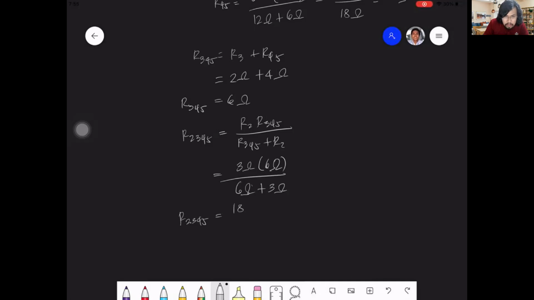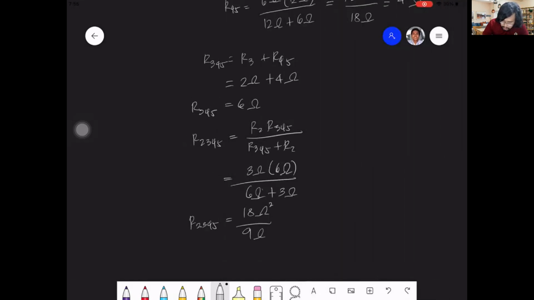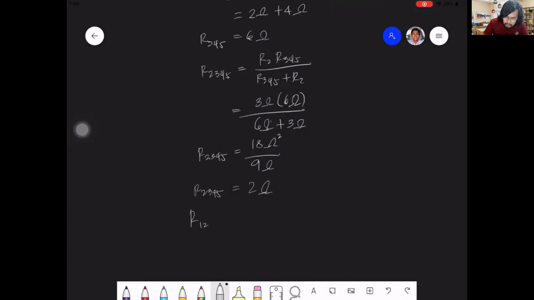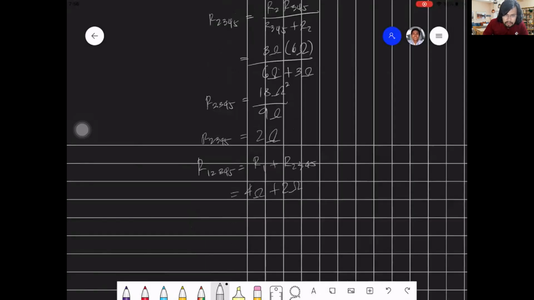R2345 equals 18 ohms over 9 ohms, and we get R2345 equals 2 ohms. Now R12345 is simply the addition of R1 plus R2345. It's 4 ohms plus 2 ohms. We get 6 ohms.